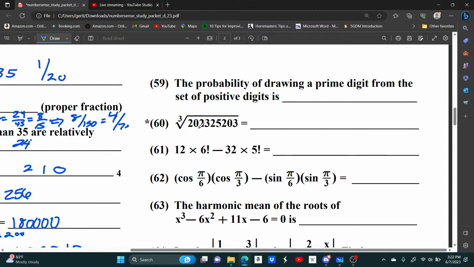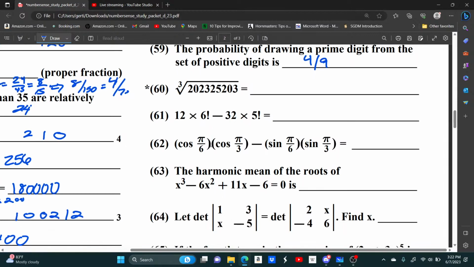Okay, the probability of drawing a prime digit from the set of positive digits is what? Okay, so the positive digits go from 1 to 9, so there's 9 of those. And how many primes are there? Well, you got 2, 3, 5, and 7. So this is 4 of them. So the probability is just going to be 4 ninths.